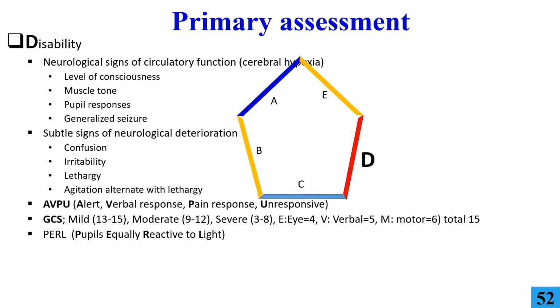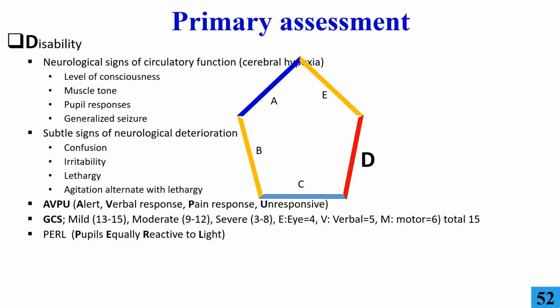Okay, so now we did airway, breathing, circulation, and now we will look to the D, or disability. And remember, we did our initial assessment, and now we are in our primary assessment. Now, disability, we're looking to the nervous system. And we're actually assessing the hemodynamics, but from the brain point of view, from the master of the body, okay? Because when you have circulation problem, blood and oxygen is not going to the brain.